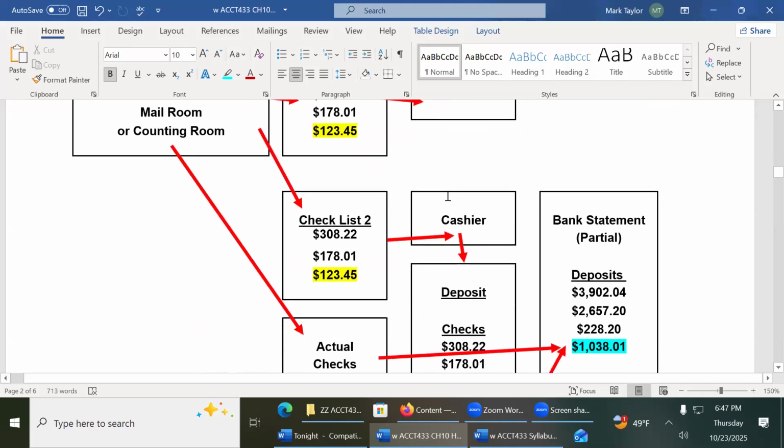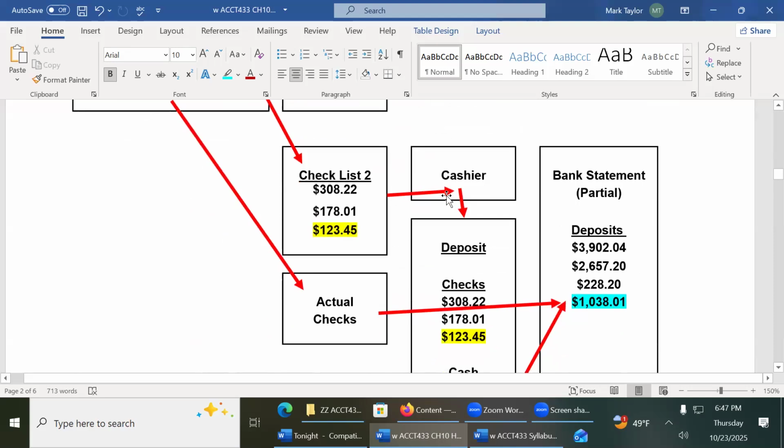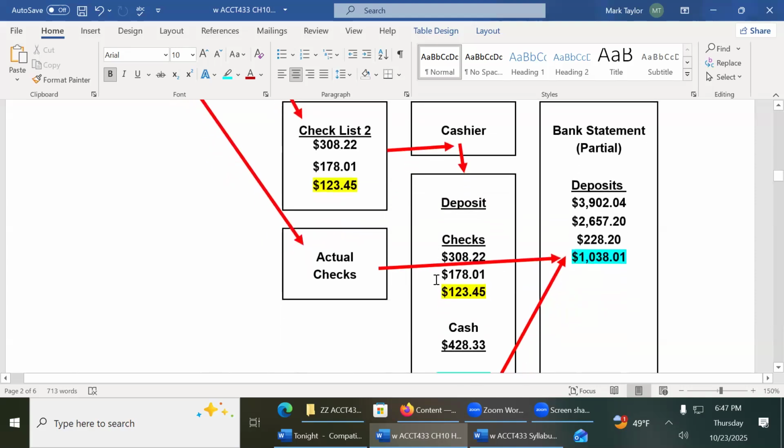Does that mean end of the month to do reconciliation? A good control is they'll check them every day. A good control is that the checklist and the deposit slip should match up every day.